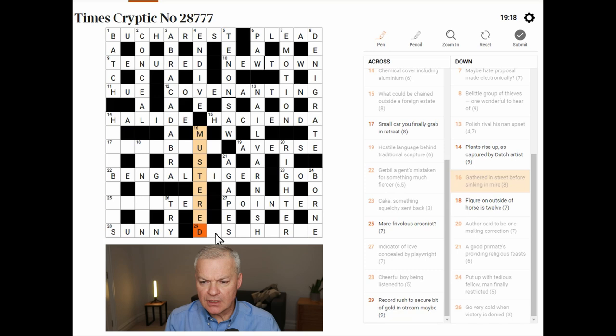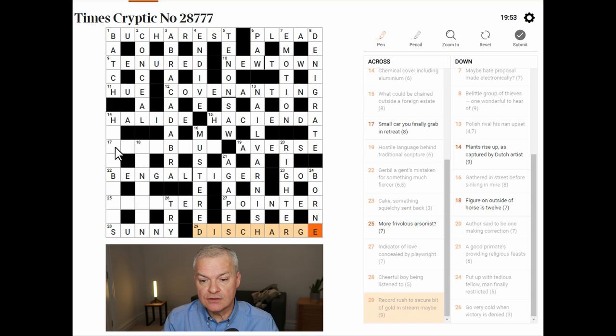Now, no more help for 29 across, but record, surely disc. Rush to secure bit of gold. I'm putting discharge in. Bit of gold is G. Yes, record is disc. Rush is hair. To secure bit of gold, to secure G, and then discharge could mean stream, as in a verb. Fantastic. So, what new help have we got?